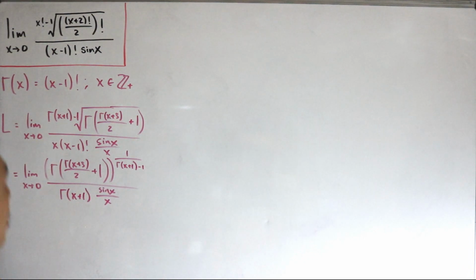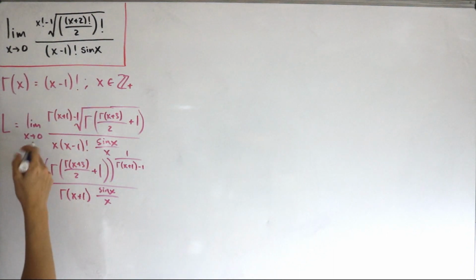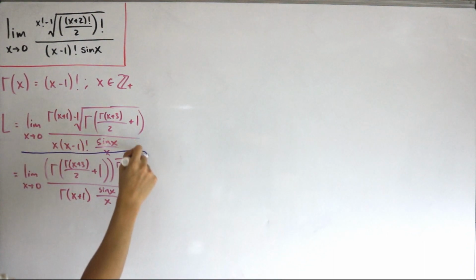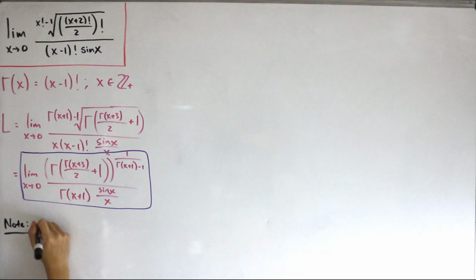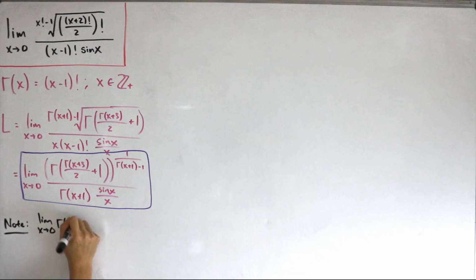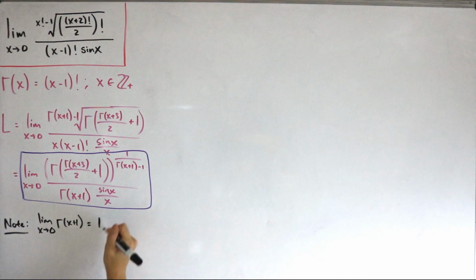Okay, so now here are some things we want to identify. Let me box what we have achieved so far. If I take the limit from continuity, the limit as x approaches 0 of gamma of x plus 1 is just gamma of 1, which is simply 0 factorial, and that evaluates to 1.